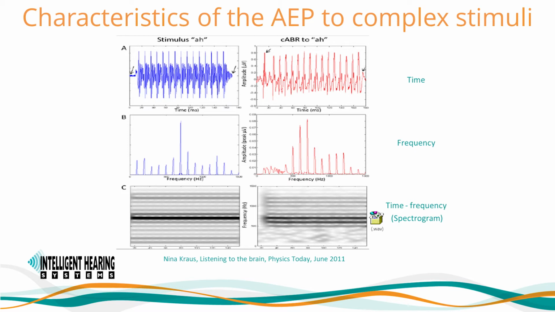In panel A, you see on the left side the stimulus "ah" represented in the time domain. Next to it, to the right, you see the brain's time domain response to the "ah" stimulus. As you can see, the response shows similar characteristics to the stimulus. When you apply an FFT and convert these to the frequency spectrum, as shown in panel B, you also see very similar spectrums. When you run a time frequency analysis, as shown in panel C, again, you can see the similarities between the stimulus and response.